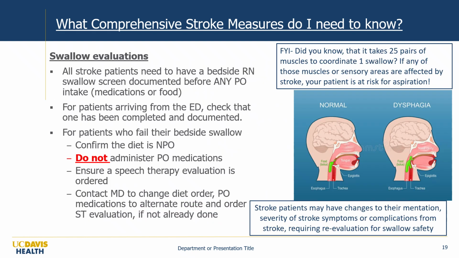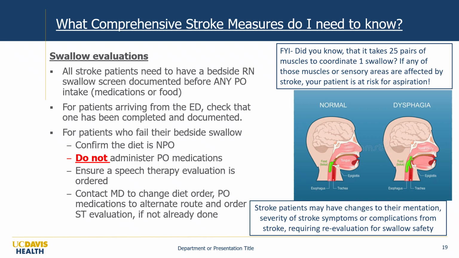The next Joint Commission measure that we're going to talk about that's really important for you as the bedside nurse is a swallow evaluation. Patients who have had a stroke may have an impaired ability to swallow. This puts them at risk for aspiration pneumonia, leading to long-term complications, including longer hospital stays, and impairs their recovery from stroke because they're not able to participate with therapy.